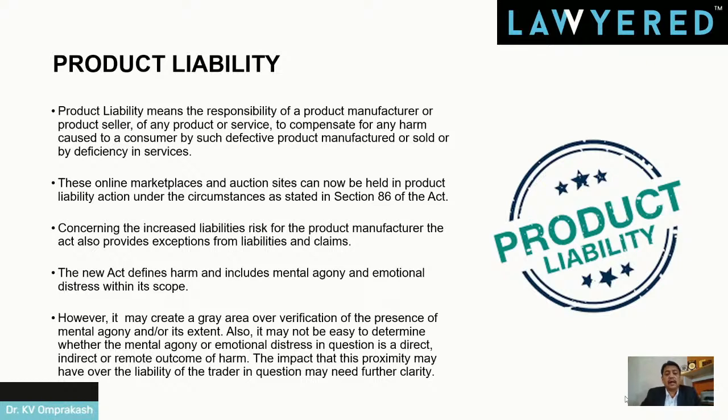The new act defines harm and includes mental agony and emotional distress within its scope. However, it may create a gray area for verification of the presence of mental agony and its extent. Normally the presiding officer has discretion in this. So the quantum of mental agony has to be proved by the complainant himself. So this covers product liability, which is a major inclusion in this Amendment Act. The manufacturers and the product sellers have to be more cautious as the Consumer Act has widened its scope on that. Next slide.